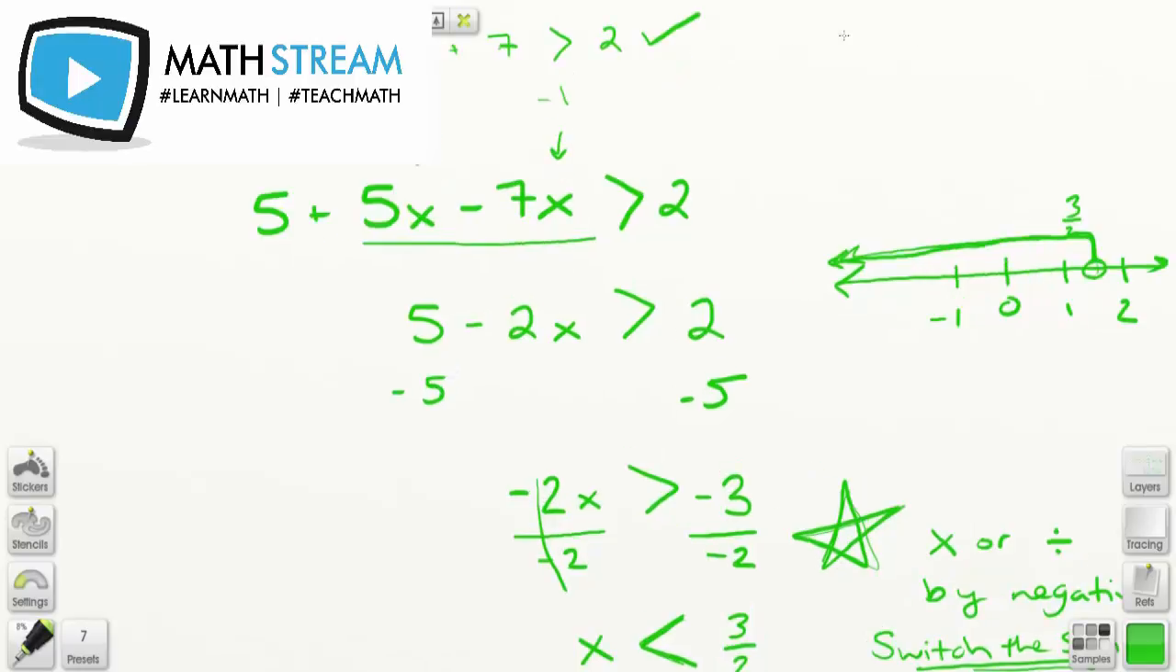So what's the big thing that we need to remember? Whenever we multiply or divide by a negative number. So it's not just when you multiply or divide. It's when you multiply or divide by a negative number, you have to flip the sign from either greater than to less than, or the other way around, from less than to greater than. Otherwise, you will get totally incorrect answers, and you'll be so disappointed. Addition and subtraction doesn't matter. Multiplication and division is the only part that matters.